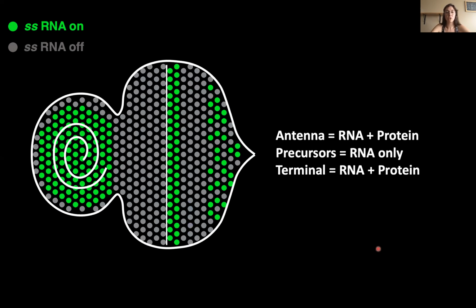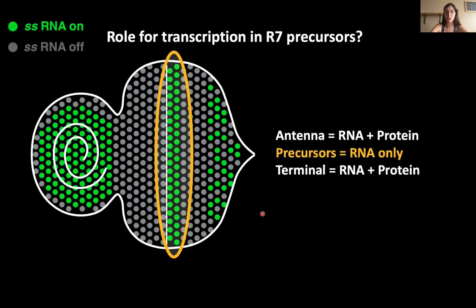But what I haven't told you yet is that in the antenna, and in the terminal R7 cells, we see expression of both RNA and protein. But in the early pulse, we only ever see RNA expression, never Spineless protein. We predict then that transcription is acting as a source of variability in these precursor R7s.